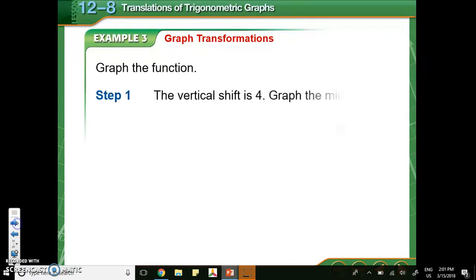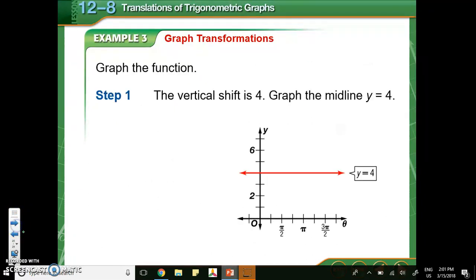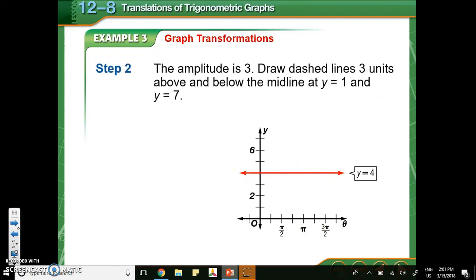All right, so we're going to start by graphing our midline. So they're showing you that here. Notice again, my x-axis is the angles in radians. So I graph my midline, which is 4. We said our amplitude is 3. So I'm going to draw in a dashed line 3 units above and 3 units below.